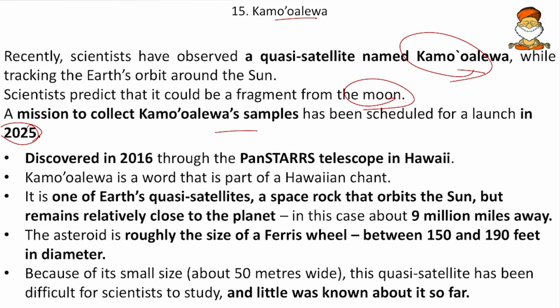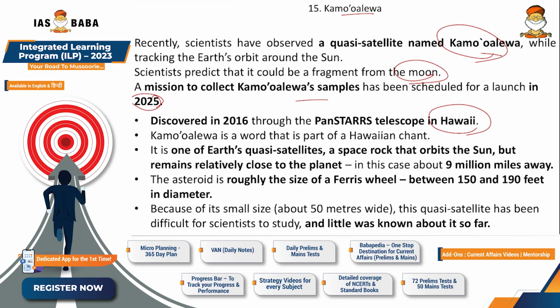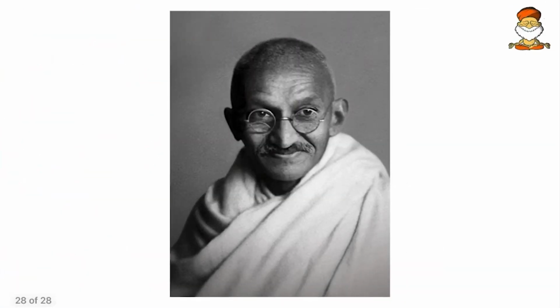Then this was discovered in 2016 through the Pan-STARRS telescope, which is located in the Hawaiian Islands. And this Kamo'oalewa is a word that is a part of a Hawaiian chant. So it is a shloka that is being chanted. So it is one of the Earth's quasi-satellites, or a space rock that orbits around the sun. And it has a 150 to 190 feet diameter. Because of its small size, scientists have not studied it thoroughly. So remember this brief account on Kamo'oalewa then.